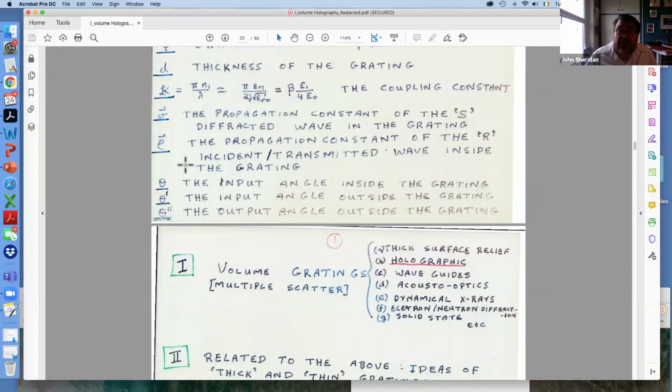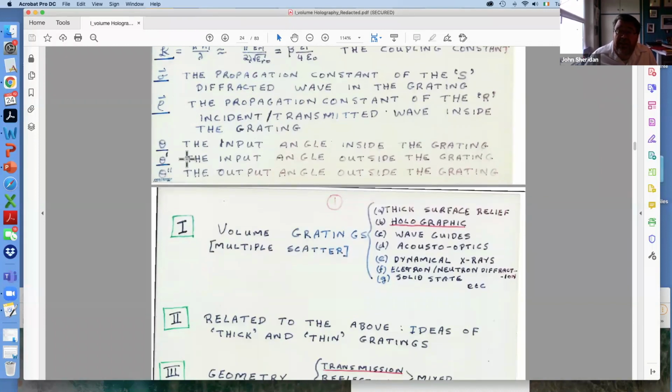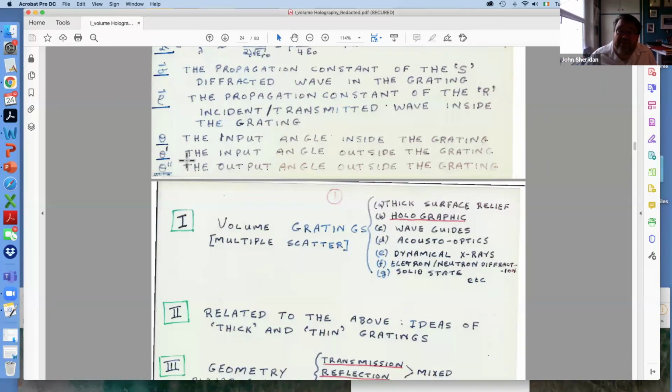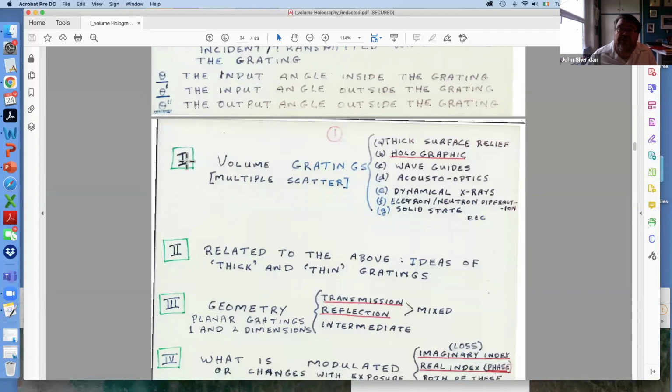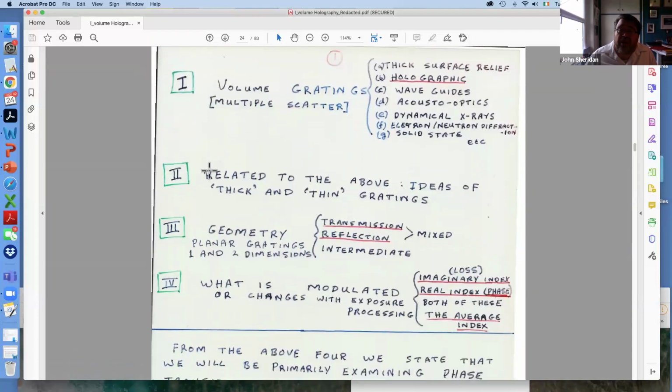We have propagation constant of the incident transmitted beam. We have input angles, and we can have input angle inside the grating, inside a material with the same average index of the grating, but we can also have the input angle, if you'd like, outside, in the air outside the material. So we have to carefully differentiate between all these different things. The other thing, again, is notation, is descriptions.